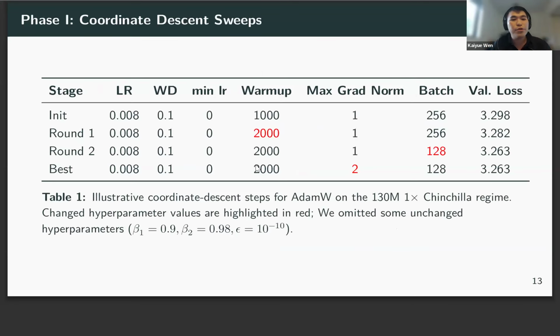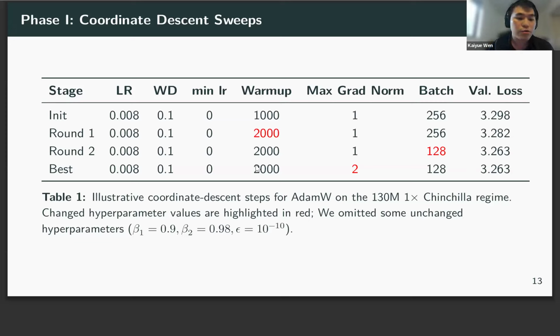So to illustrate how we do the coordinate descent, for how we do the sweeping for the first hyperparameter in the first phase, essentially we choose an initial hyperparameter config, and then for every axis, for example, here we are showing learning rate, weight decay, and min learning rate, we do a grid search fixing all the other hyperparameters, and then we choose the value that reaches the lowest loss in the grid search. For example, in round one, we find that if we increase the amount of warmup, the loss can decrease by roughly 0.02.